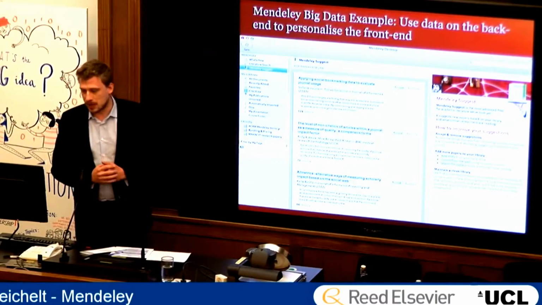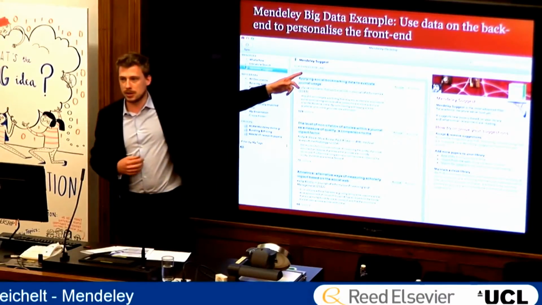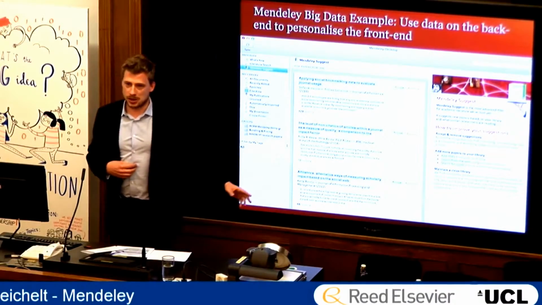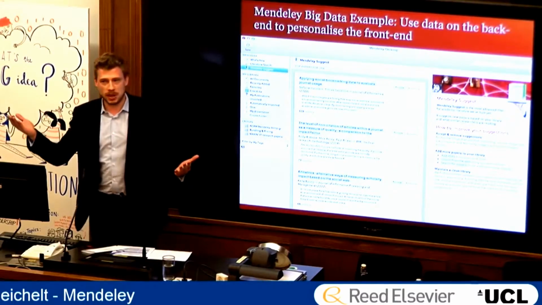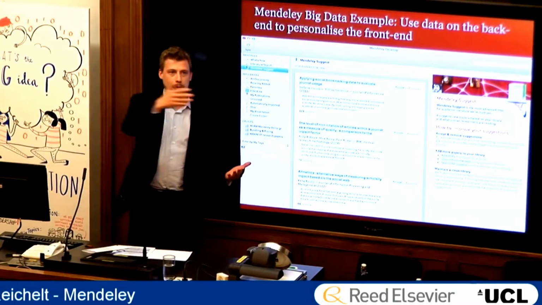So, 3 specific examples. I mentioned earlier, we use data on the back end to personalize the front end. Personalizing the front end is a personalized recommendation engine. So we cross-compare an individual's library across 3 million other researchers and say, well, based on the reading behavior of other people, you should be reading those papers.